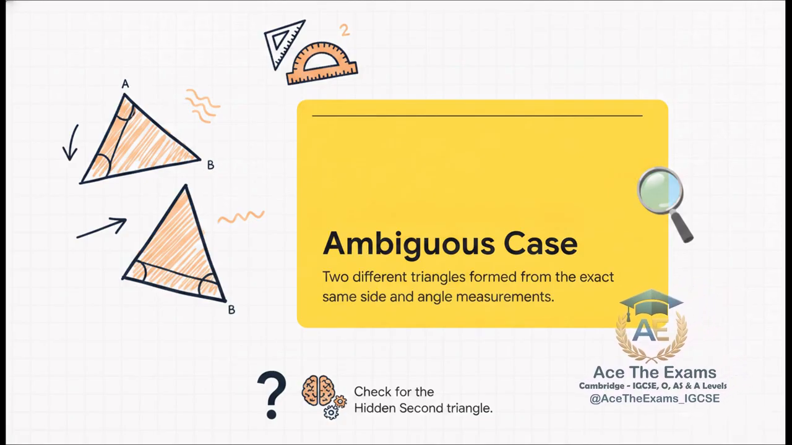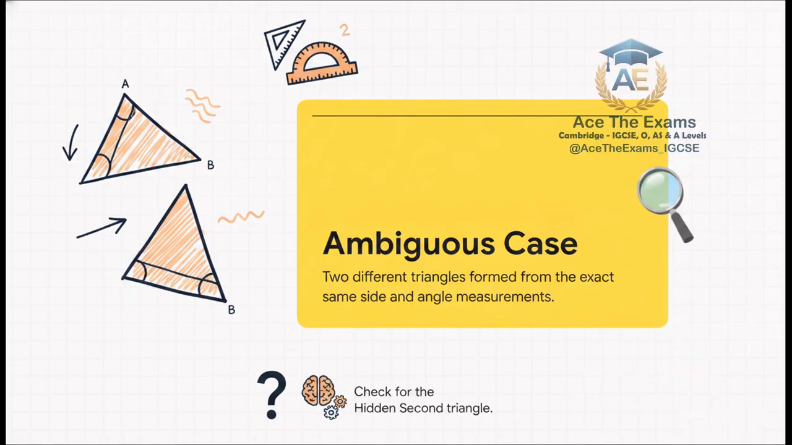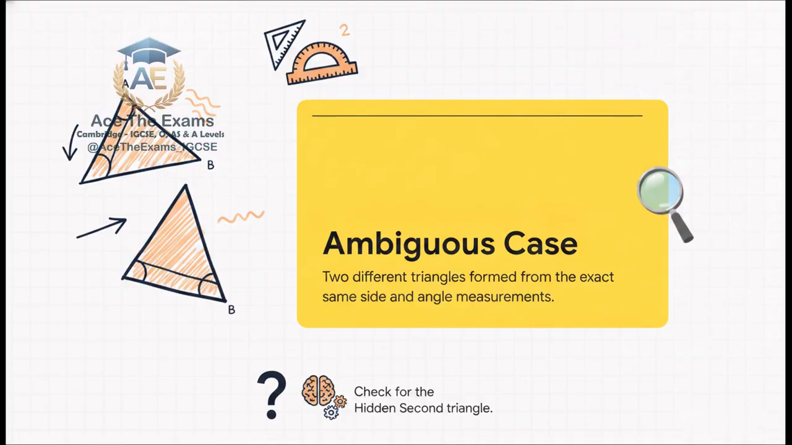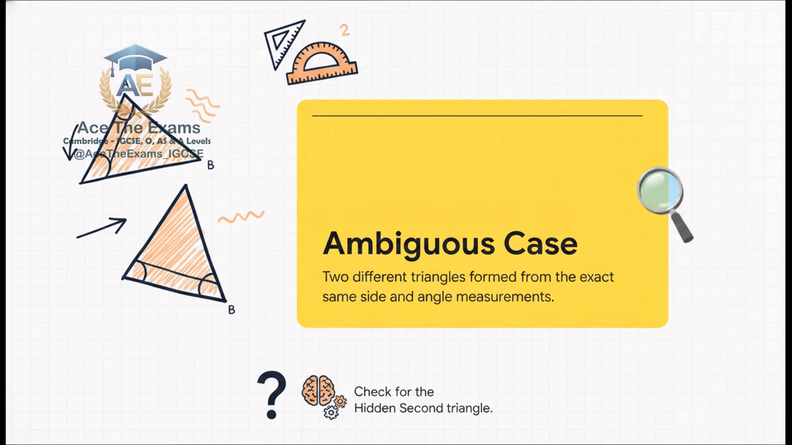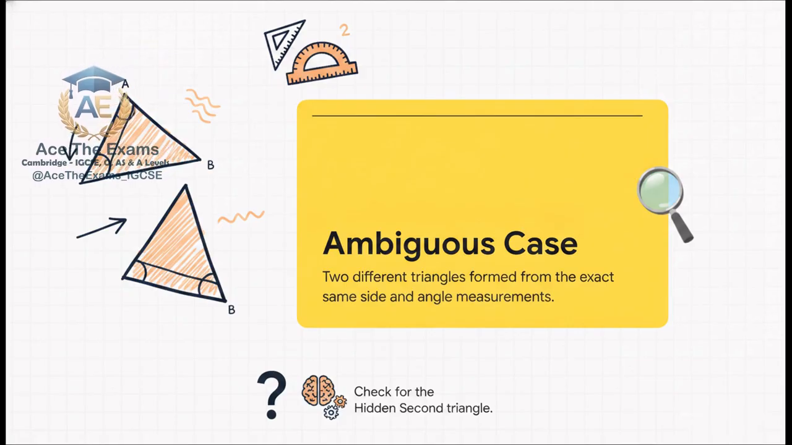If that second, larger angle can physically still fit inside a triangle along with the other angle you were originally given, meaning they don't add up to more than 180 degrees together, then you have what's called the ambiguous case. You literally have two entirely different mathematically correct triangles that can be drawn from the exact same starting information. Always check for this hidden second triangle.